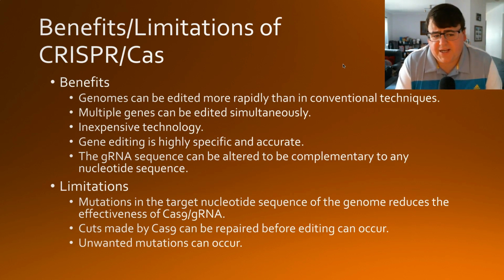What are the benefits and limitations of CRISPR/Cas? The benefits are that genomes can be edited more rapidly, a lot faster than the conventional techniques that we've come up with to date. Multiple genes can be edited at the same time. It's very cheap technology in terms of biological technologies. Gene editing is highly specific and accurate, so we're pinpointing the exact sequence we're looking for. And the guide RNA sequence can be altered to be complementary to any nucleotide sequence that we want to target.